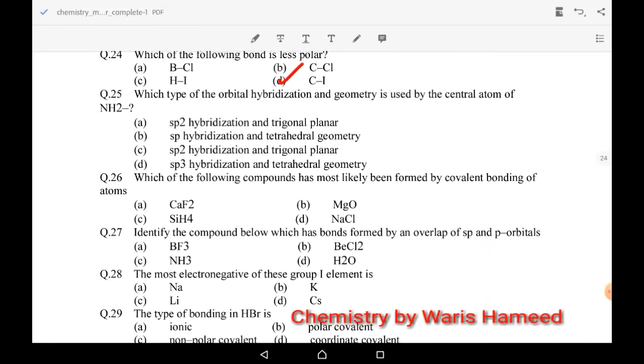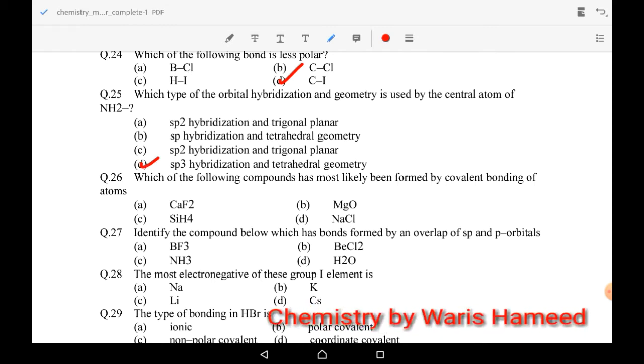Next MCQs. Which type of orbital hybridization and geometry is used by the central atom of NH2? It's sp3 hybridization. Which of the following compounds has most likely been formed by covalent bonding of atoms? Silicon tetrahydride, SiH4.